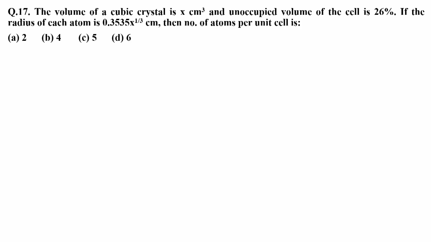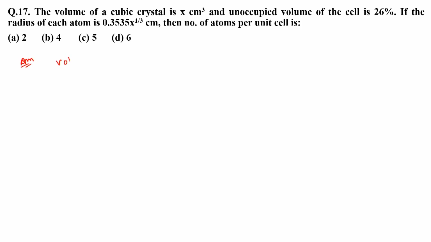Next we move to problem number 17. The volume of a cubic cell is x centimeter cube and the unoccupied volume of the cell is 26%. If the radius of each atom is 0.3535 x raised to the 1 by 3 centimeter, then the number of atoms per unit cell is, this is a multiple choice question, but we need to carry out this one.